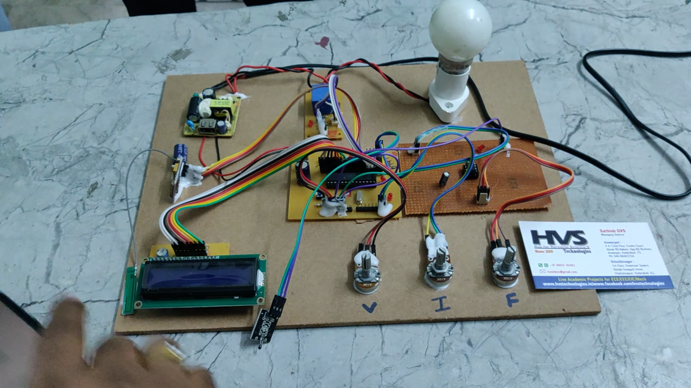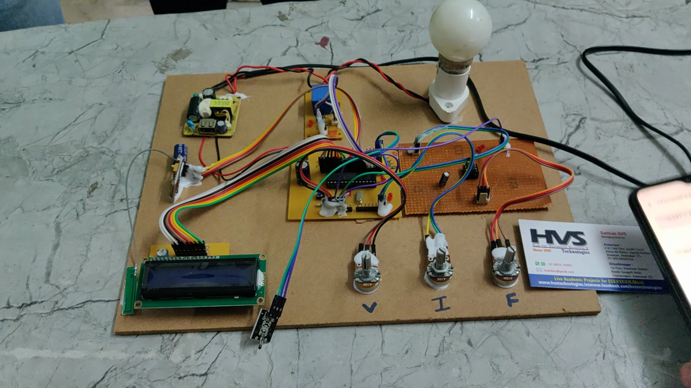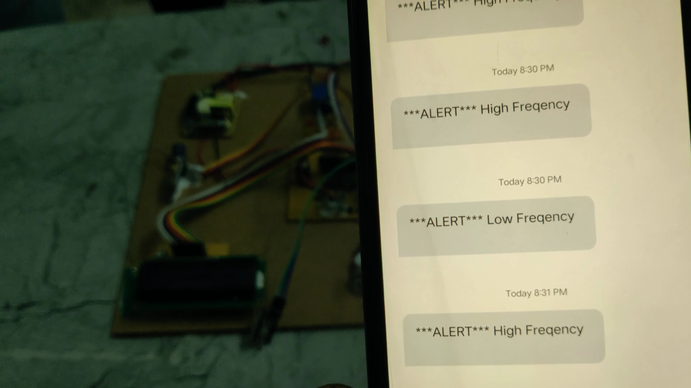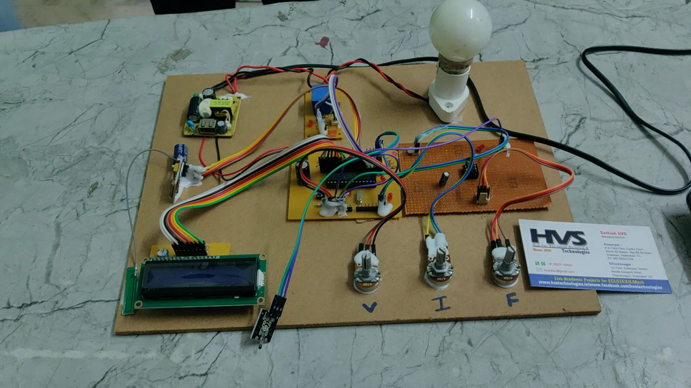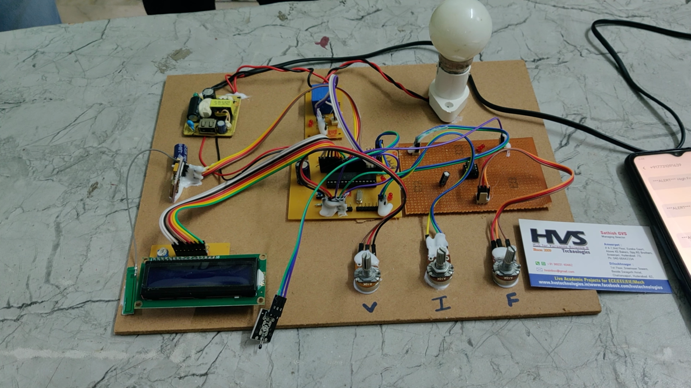Whenever an abnormality is detected, the system will send message alerts to the registered phone number. These are the messages we'll get for high voltage, low voltage, high current, low frequency, high frequency and high temperature. These are the main conditions for sending message alerts.